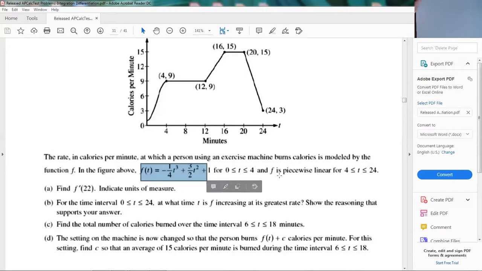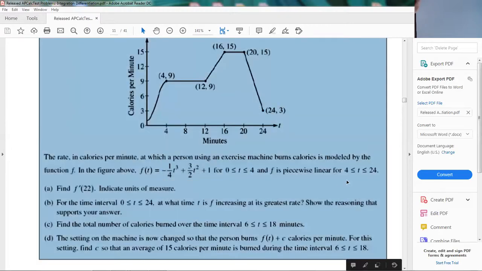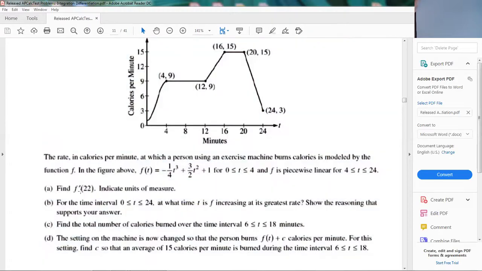Only. And the piecewise function is linear for 4 to 24. So here is a segment, here is a segment, and segment. Okay, not a big deal. The only problem is this one that is a cubic function and it's right here. Okay, question number 1, part A. Find f prime of 22. Indicate units of measure. This is my first question.